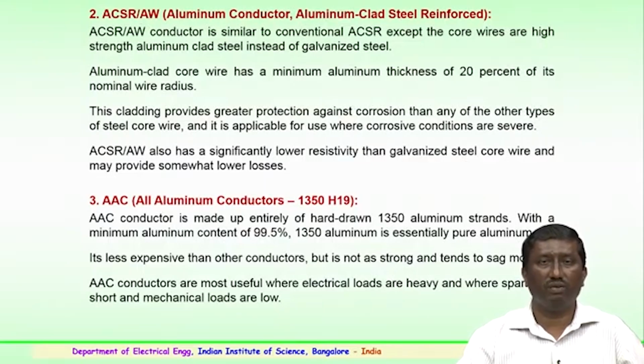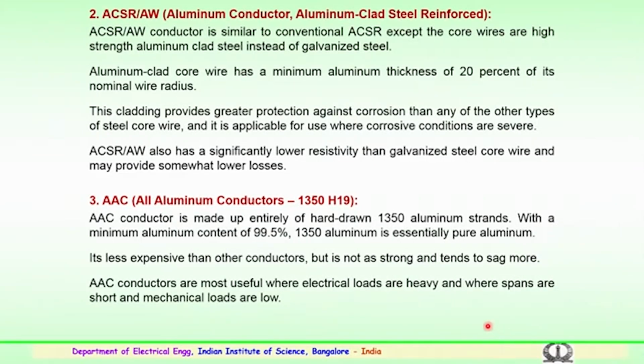The second type of conductor after ACSR is ACSR AW, aluminum conductor aluminum clad steel reinforced. Here the ACSR AW conductor is similar to the conventional earlier ACSR conductor, except the core wires are high strength aluminum clad steel instead of galvanized steel. So, the material used is slightly different in comparison to the ACSR. The aluminum clad core wire has a minimum aluminum thickness of 20% of its normal wire radius.